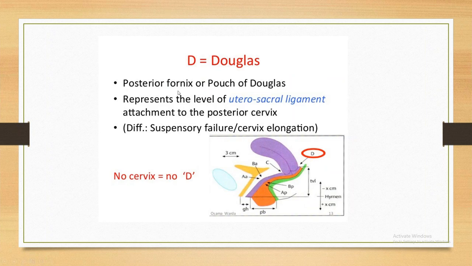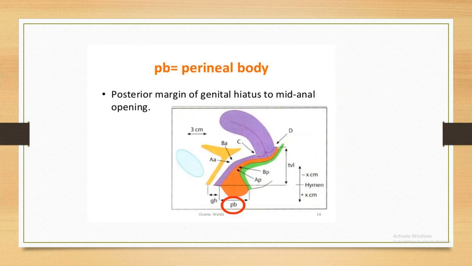So D is the point of the posterior fornix, and it represents the level of the uterosacral ligament. When there is more distance between C and D, we can see that it is a congenital elongation of the cervix. Sometimes in congenital prolapse there may be a congenital elongation of the cervix. So with the distance between C and D, we can find out whether it is a congenital elongation of cervix. And there will be no D in post-hysterectomy prolapse.